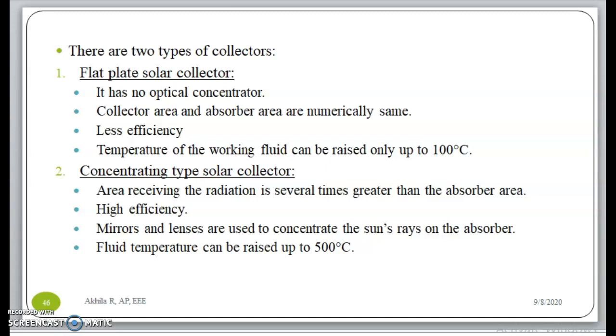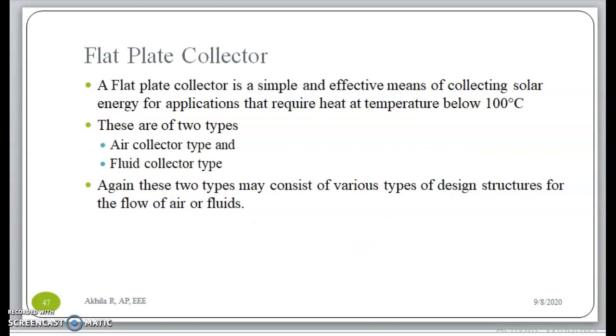To make up for these disadvantages, we had this concentrating type solar collector. So the area receiving the radiation will be several times greater than the absorber area, and you're going to have higher efficiency. Shielded mirrors and lenses are used to concentrate the sun's rays on the absorber, and the fluid temperature for FPC is only up to 100 degrees Celsius. Concentrating type, it is possible up to 500 degrees Celsius.